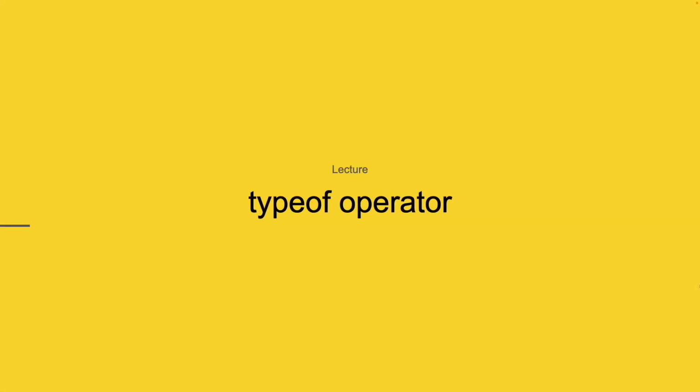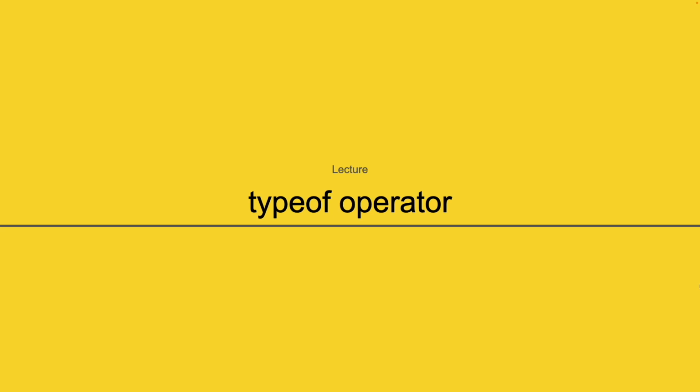Let's talk about the typeof operator. Using the typeof operator, we can get to know the data type of any variable in JavaScript. We can detect the primitive data type. We can also detect an object data type. But of course, if we want to know in detail about the object description, we need to use the instanceof operator along with typeof.